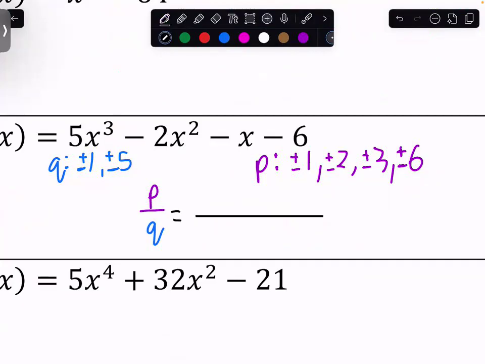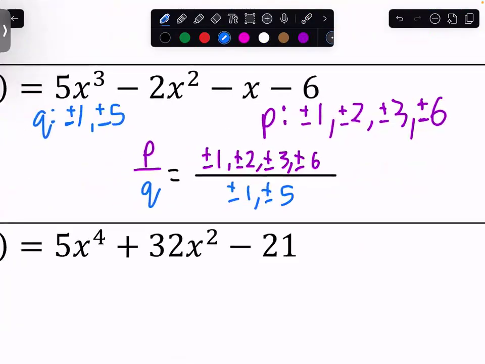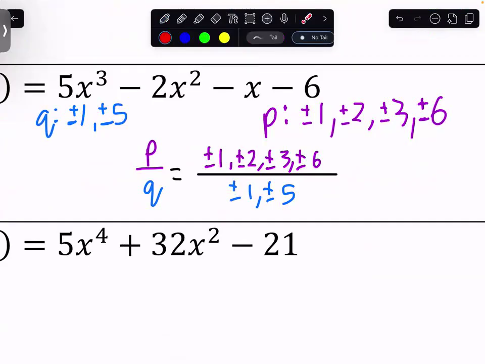So I'm just going to rewrite it like this. We're not done yet, but this is how I like to organize it. Because we found the pattern earlier that the numerator, which is what P represents, is always a number that evenly goes into the constant, which for this problem is 6. So 1 goes into 6, 2 goes into 6, 3 goes into 6, 6 goes into 6. And the negatives also.